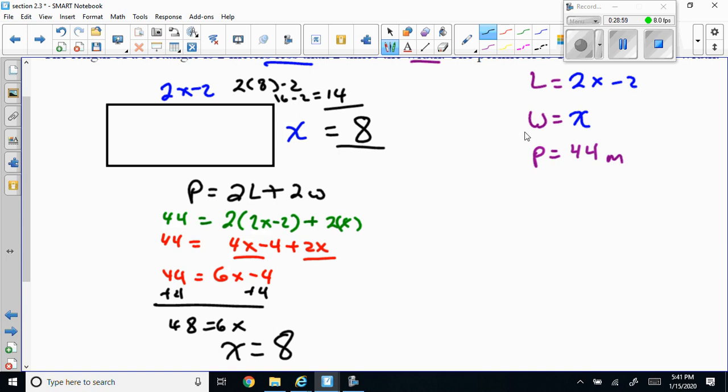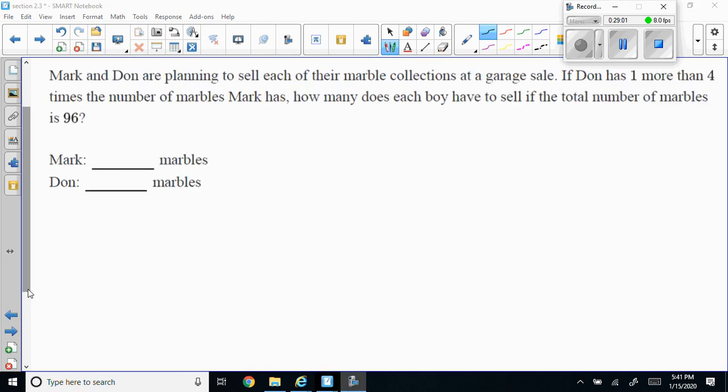Oh, good. Mark and Don are planning to sell each of their marble collections at a garage sale. If Don has one more than 4 times the number of marbles Mark has, how many does each boy have to sell if the total number of marbles is 96? That's a consecutive number? Nope. No, not a consecutive on this one, right? It is very much like the problem we just worked with the rectangle, right? So we've got to go what? Don and who? Mark, and then total, right?